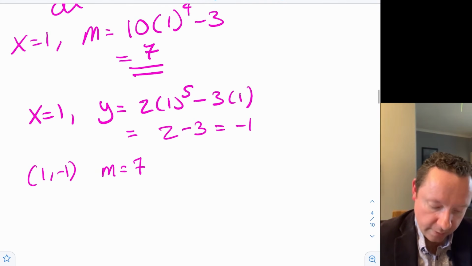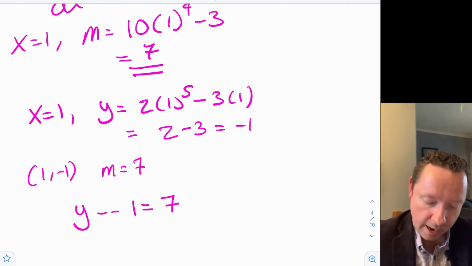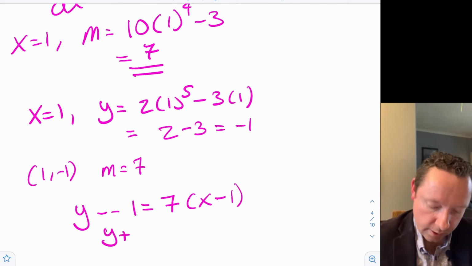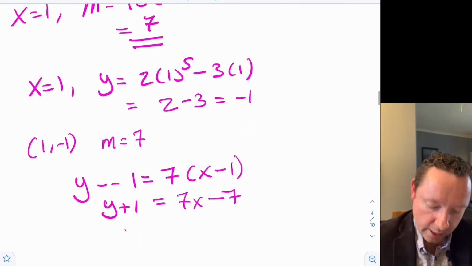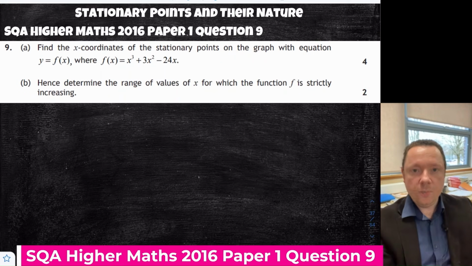So we can use y minus b, y minus minus 1 equals 7 times x minus a, which is 1. So y plus 1 is 7x minus 7. So y must be 7x minus 8. And we're done there.